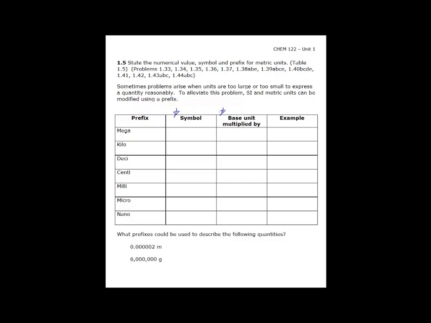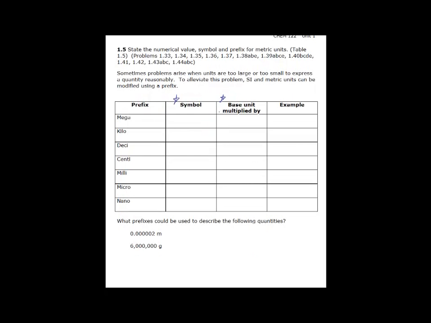So we'll see them a lot in lab, we'll see them again in Unit 2 and in Unit 5. So make sure you understand these. So I'm going to fill out this table with you. The first prefix we're going to learn is mega.